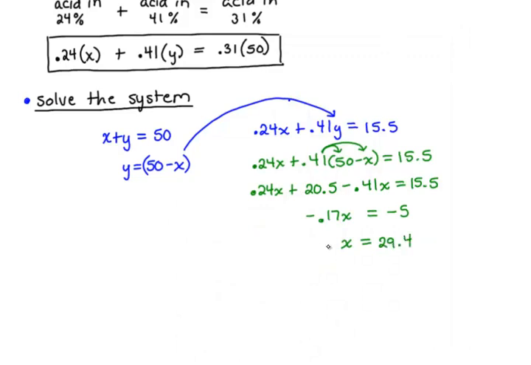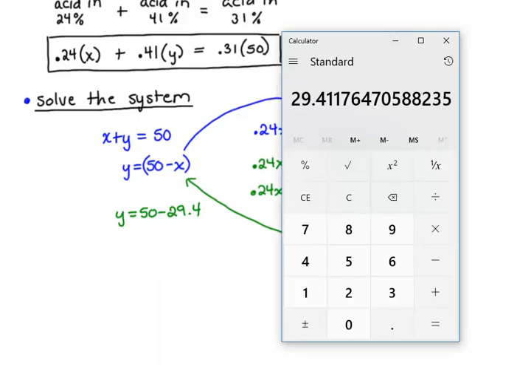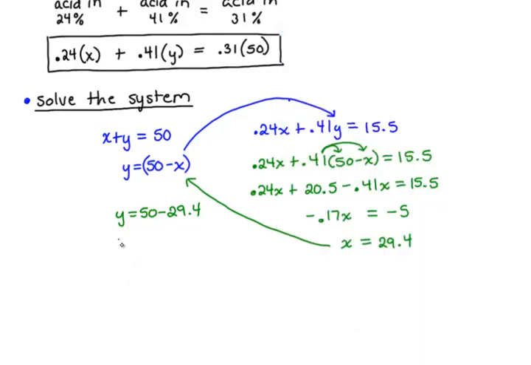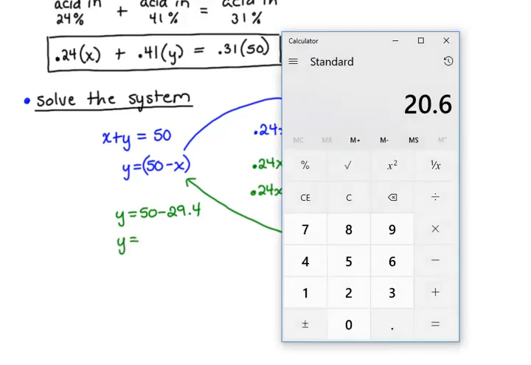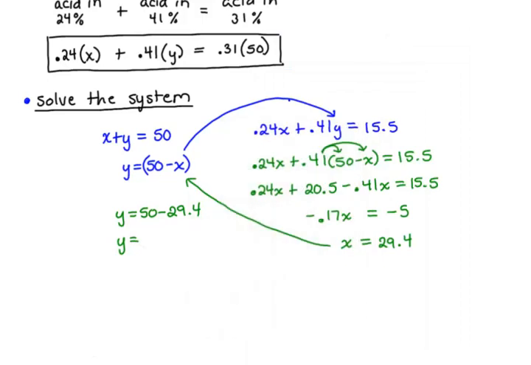Now I solved for x, so now I'm going to come in here and plug it back in, and I have y is equal to 50 minus 29.4. So let's do that. 50 minus 29.4. And so y is equal to 20.6.